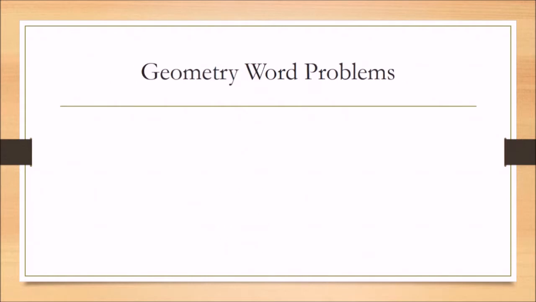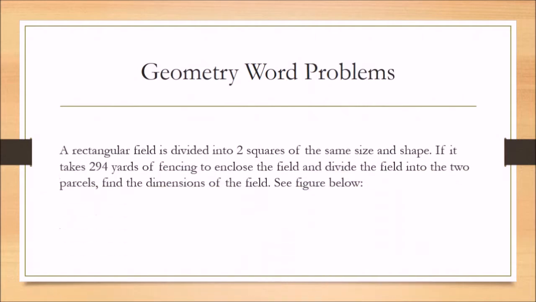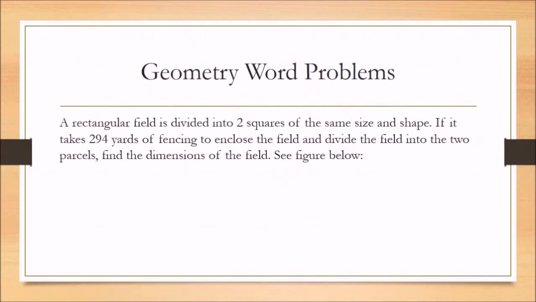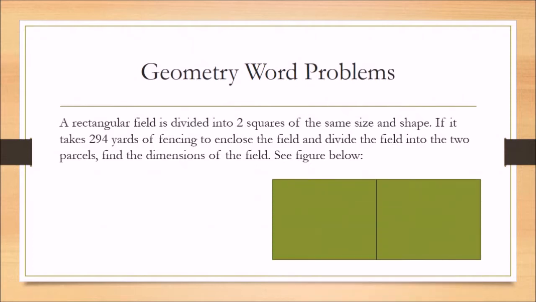Now, with geometry word problems, this is a pretty frequent problem involving a field. It says a rectangular field is divided into 2 squares of the same size and shape. If it takes 294 yards of fencing to enclose the field and divide the field into the 2 parcels, find the dimensions of the field.